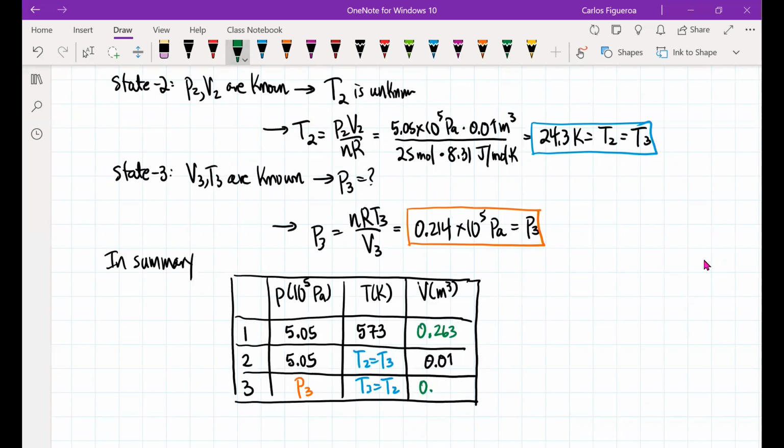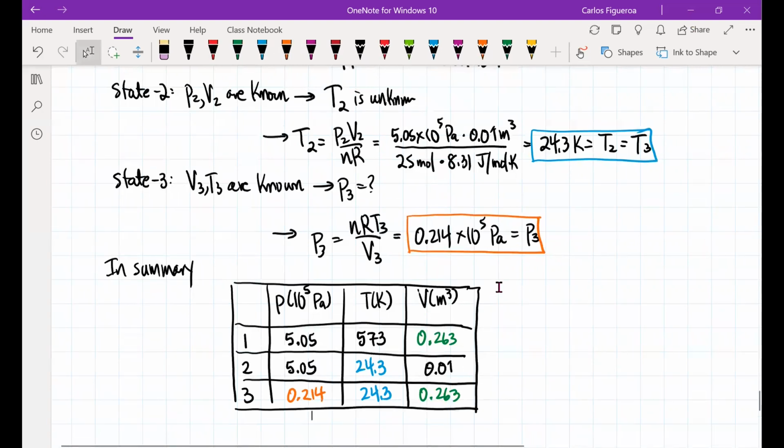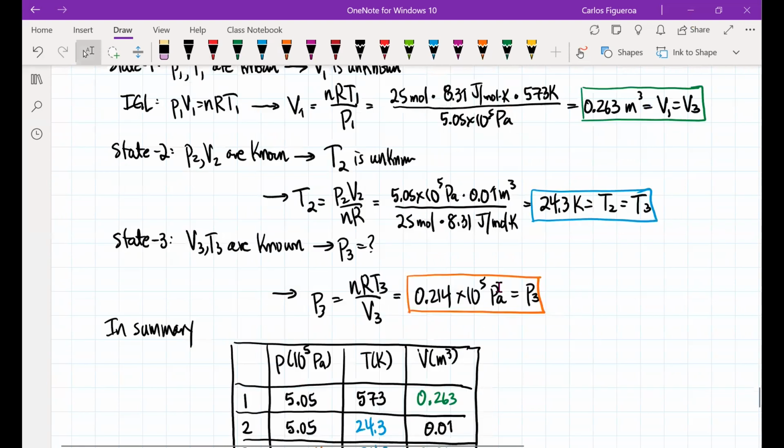0.263, 0.263. Look at my temperature now. I know my temperature for these two, which will then read 24.3 Kelvin, 24.3 Kelvin. And then finally, my pressure is then going to be 0.214 times 10 to the 5 pascals. So this is using the ideal gas law in order to understand this thing.